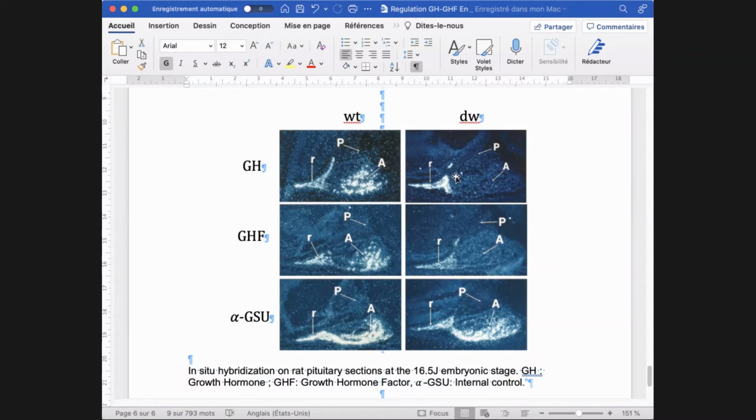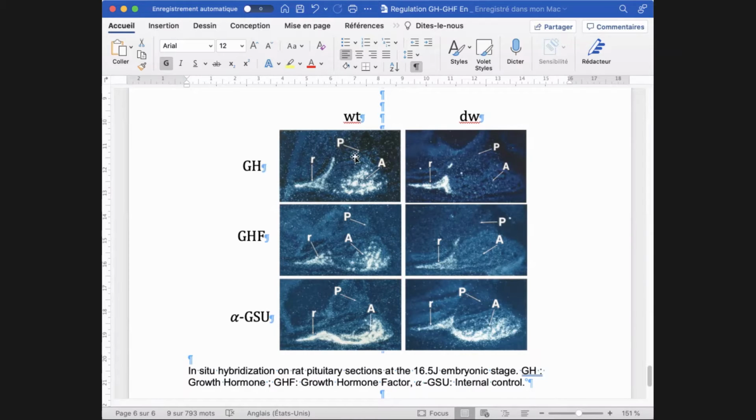So in all the situations, we have DW, which stands for dwarfed. So the pictures in the right column are the same cross section, but from a rat that is genetically dwarfed. Okay. P and A, it's always the same. It's posterior and anterior pituitary. So they put you the sites, and you have to look a little bit at that.